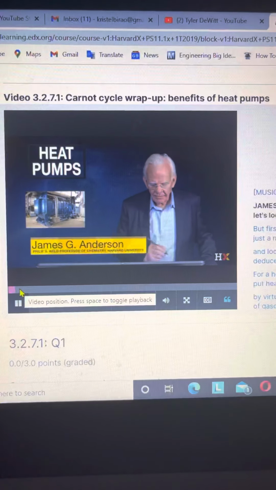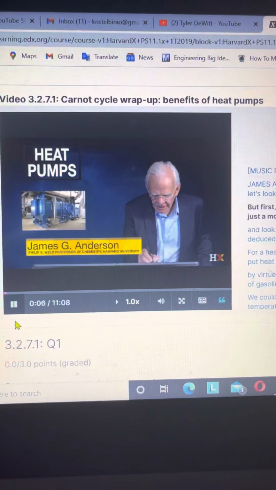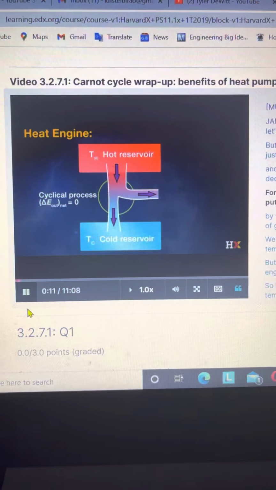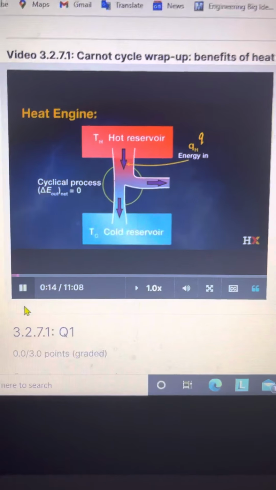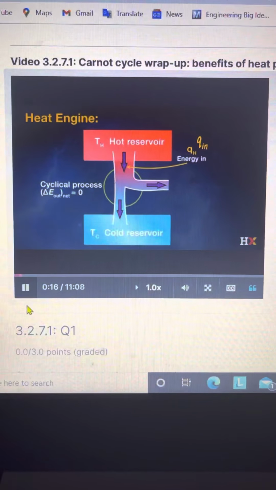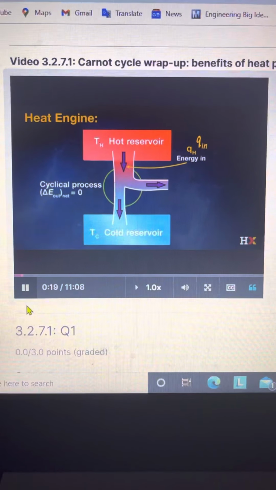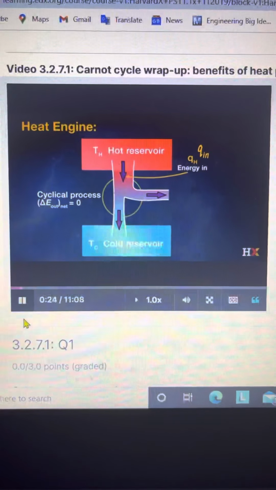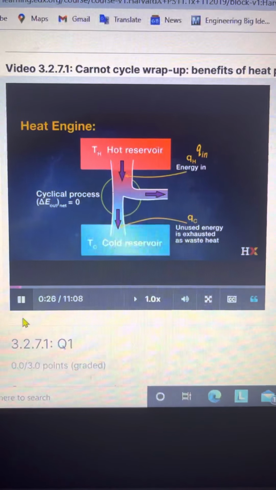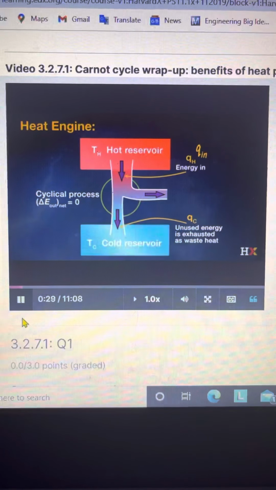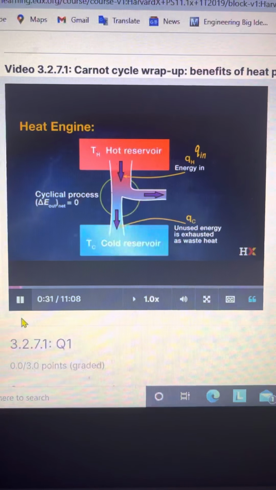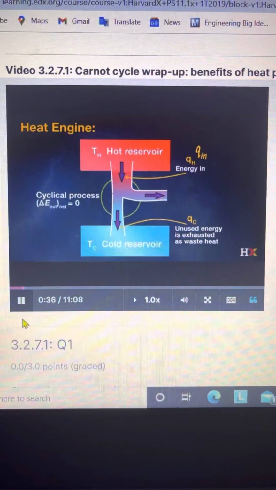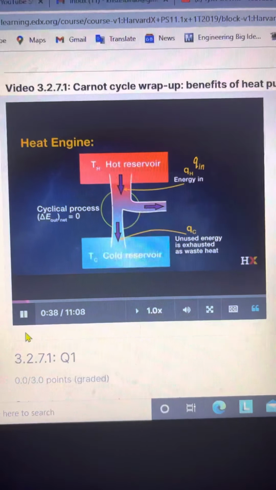So let's look at heat pumps, but first let's step back for just a moment and look at what we've deduced for a heat engine. For a heat engine, we've put heat into the system by virtue of the combustion of gasoline. We can also inject high temperature steam, but coming out of that heat engine is Q out. So heat went in at high temperature and heat came out at low temperature. But what also came out was work.